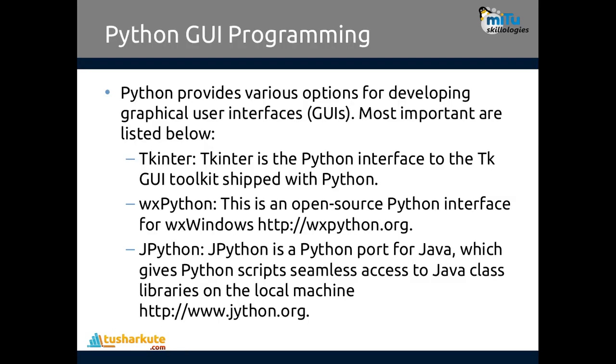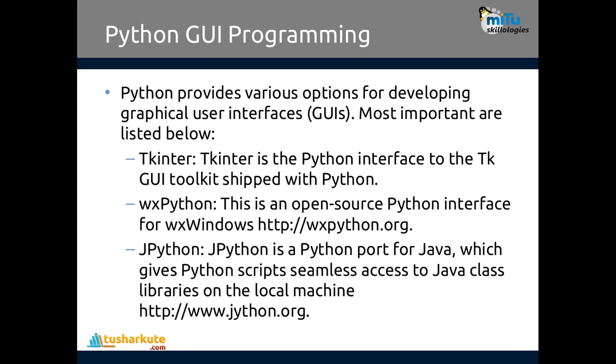So let's see what exactly Python provides. Python provides various options for developing GUI. Most important is Tkinter, which is shipped with Python's default interpreter. When you download the default interpreter from python.org, Tkinter is available by default. wxPython is one more open source Python interface, available for wxWindows, and can be downloaded from wxpython.org. Then there is Jython, Python portability with Java's interfaces, which can be downloaded from jython.org.